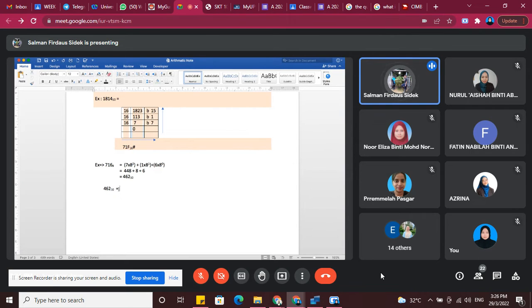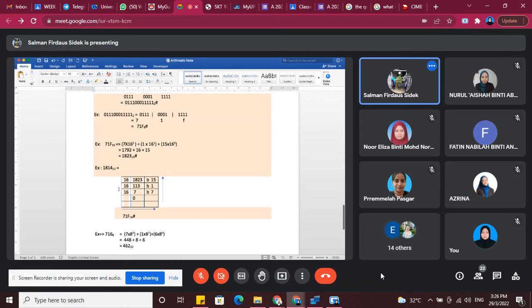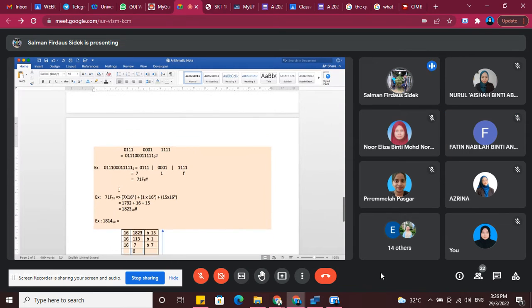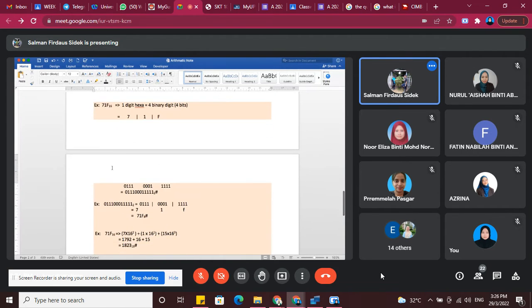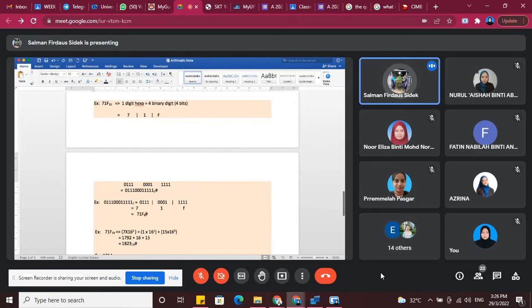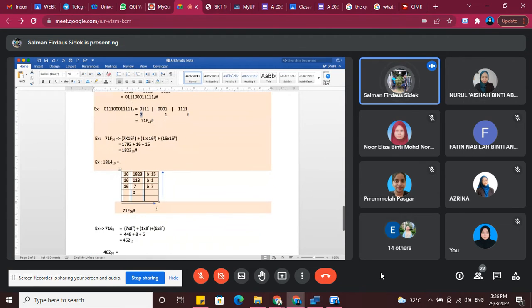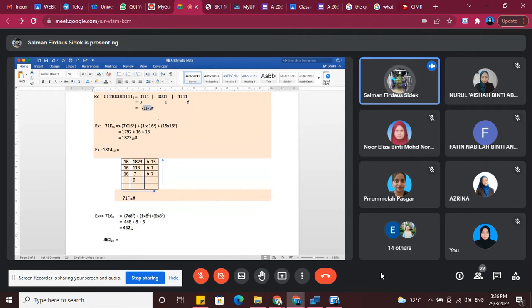So what is the next step to get hexa? Daripada binary kepada hexa, apa dia punya formula? 4 bits. 4 bit equal to how many digits in hexa? 4 bit equal to 1 digit hexa. 1 digit. So dapatlah hexa. Okay, that's the first option that we have.